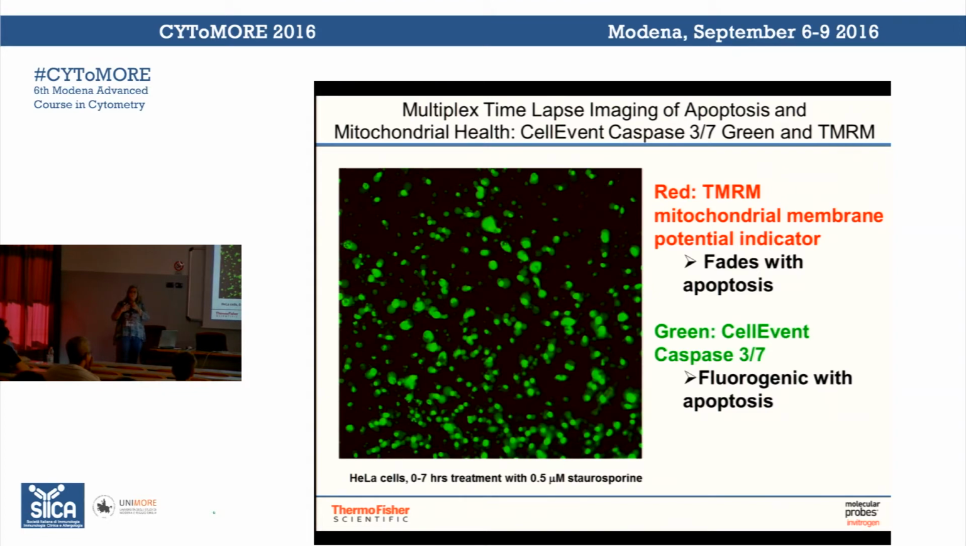So one of the things, if you're doing flow cytometry, is you might want to collect the supernatants so you really have all of the cells that you started with and get a full picture of apoptosis.